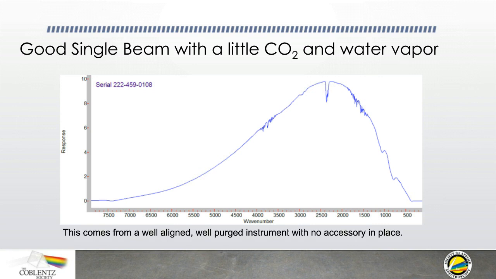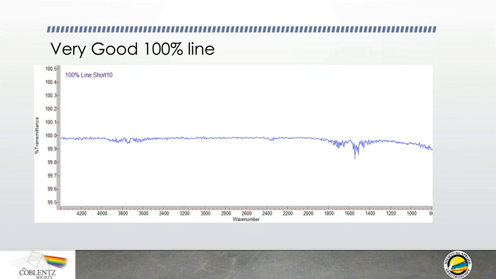Purging the instrument is a different situation. Most instrument vendors now have designed instruments that are what they call sealed and desiccated. In a sealed and desiccated instrument, what that means is you've got a desiccant cartridge in there. The inside of the instrument is sealed to the outside, and you get a 100% line that shows very little water and CO2. This is from a sealed and desiccated instrument where we're looking here at the changes that were due to opening and closing the sample compartment.